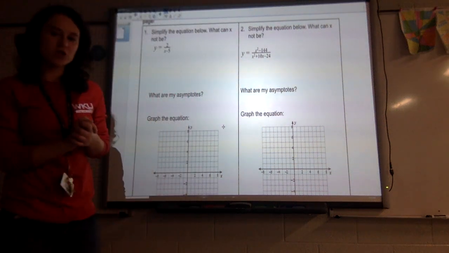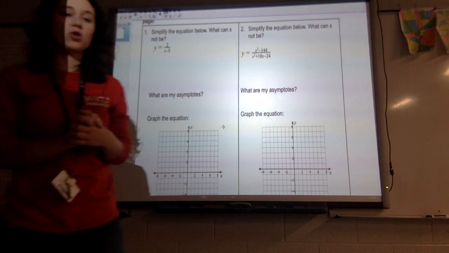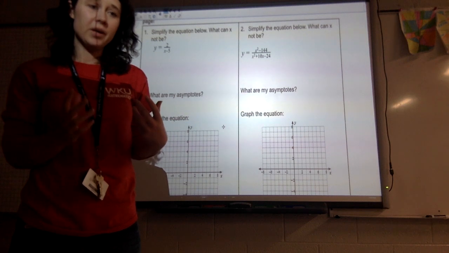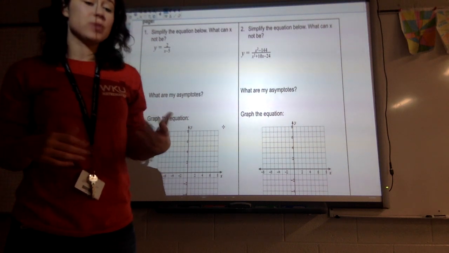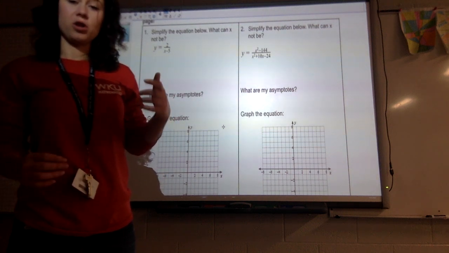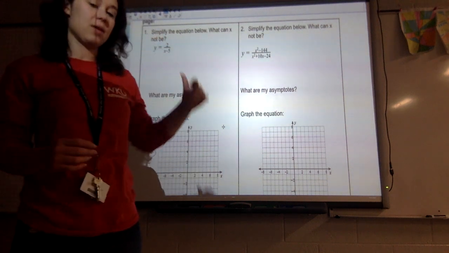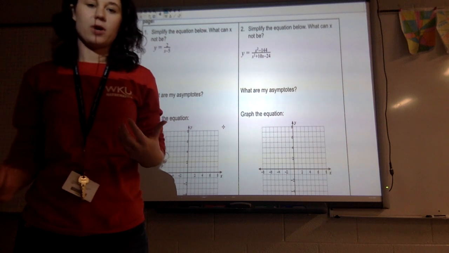Alright, hi guys. So we are starting a new unit on rational functions and rational equations today. And whenever you hear me use that word rational, that just means something with a fraction in it. So you're going to notice every single one of these examples that we deal with today has a fraction.